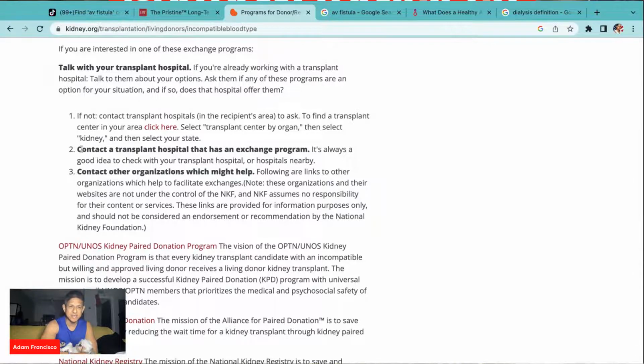Contact the transplant hospital that has an exchange program. Contacting an organization would help. But really, in this situation, Raindrop's laying on the bed, on the floor. Raindrop likes the cool floor.